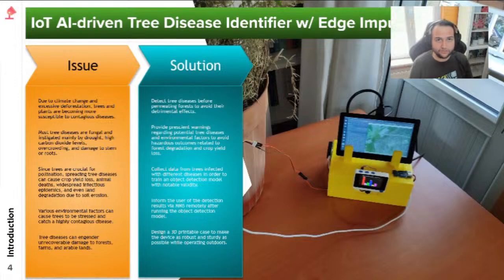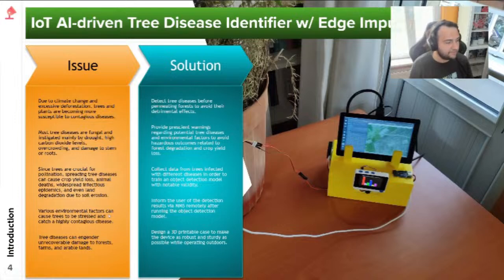First of all, what are the issues I recognized before starting this project? Due to climate change and excessive deforestation, trees and plants are becoming more susceptible to contagious diseases. Most tree diseases are fungal and instigated mainly by drought, high carbon dioxide levels, overcrowding, and damage to stem or roots. Since trees are crucial for pollination, spreading tree diseases can cause crop yield loss, animal deaths, widespread infectious epidemics, and even land degradation of the region.